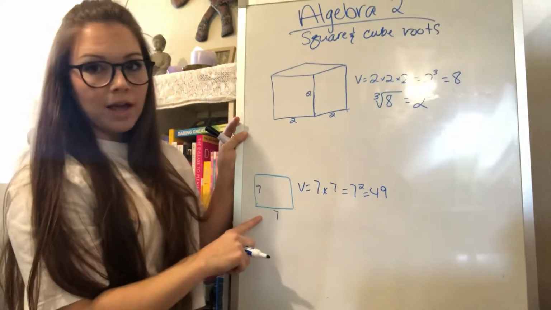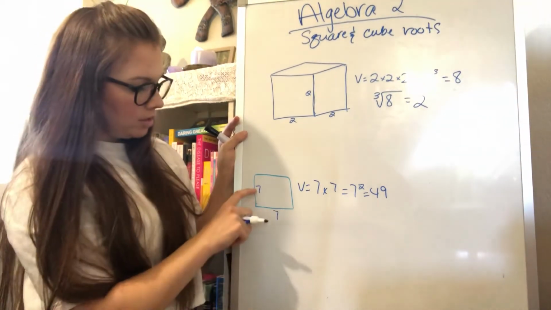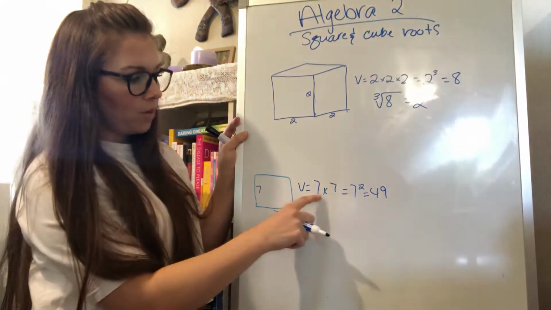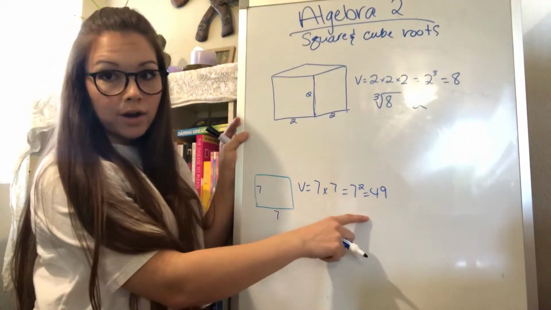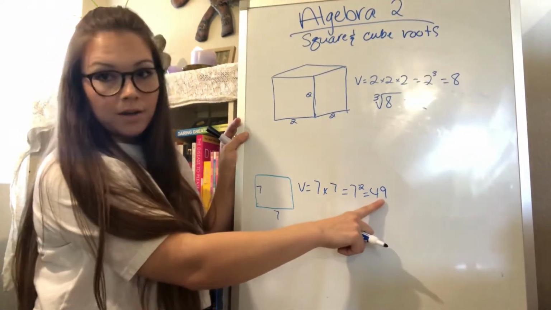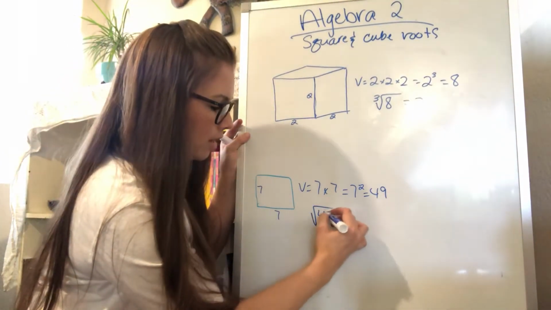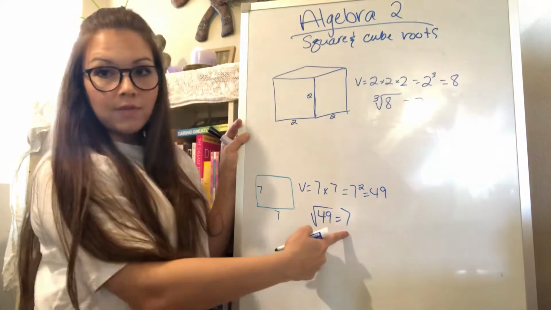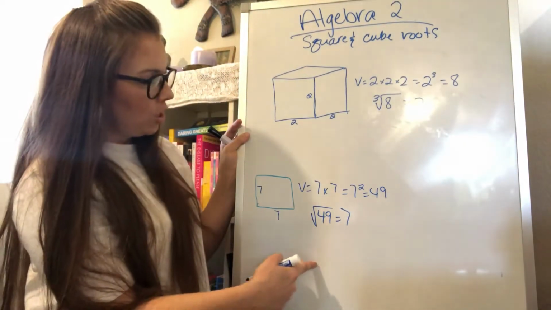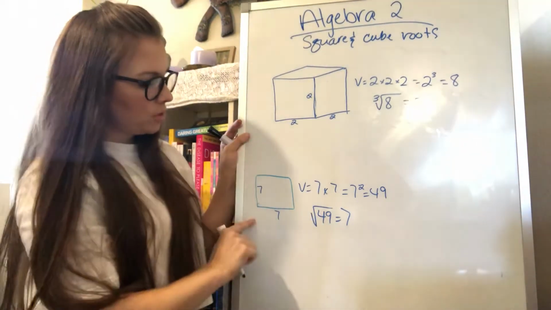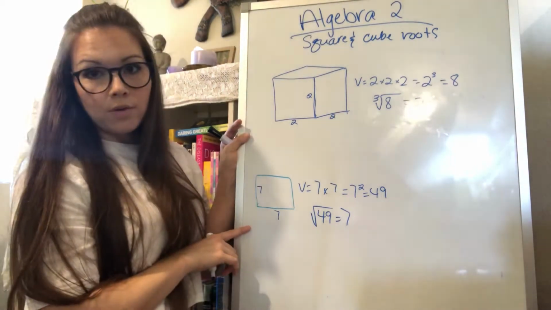So down here we have a square, 7 by 7. The area of that square is 7 times 7, or 7 squared, which is 49. So the square root of 49 is going to equal 7. Okay, so that's the difference between cube root and square root.